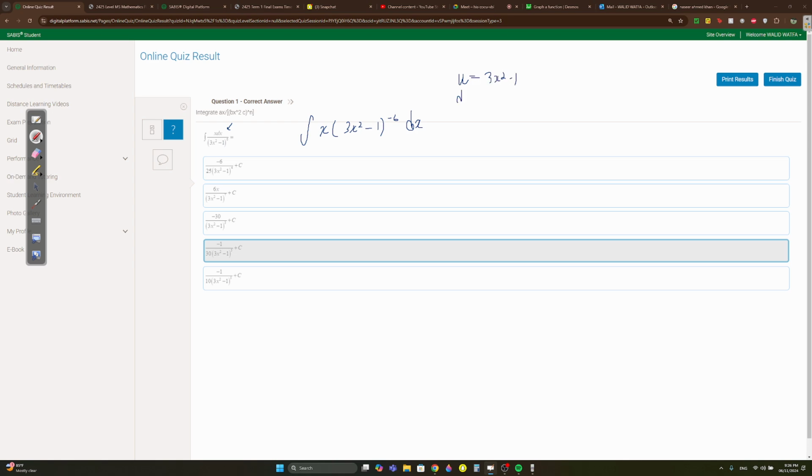So U is equal to 3x squared minus 1. Then you always say du is equal to U prime dx. This is a rule, right? du is U prime dx. You always ask, what's the derivative? 6x, and then you always write after it dx. What does that mean? It means that dx is equal to du over 6x.